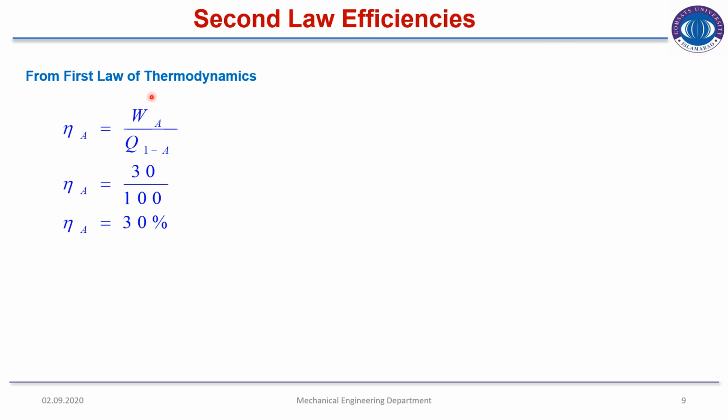So when we are calculating the thermal efficiency of heat engine A in accordance with the first law of thermodynamics, the efficiency comes out to be 30%. So efficiency is W over Q, so 30 over 100, that is 30%.